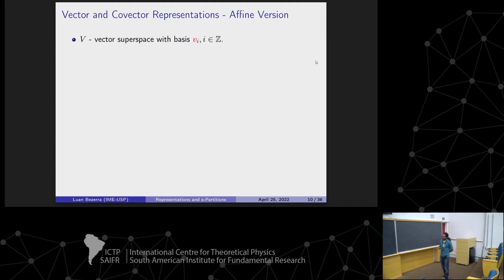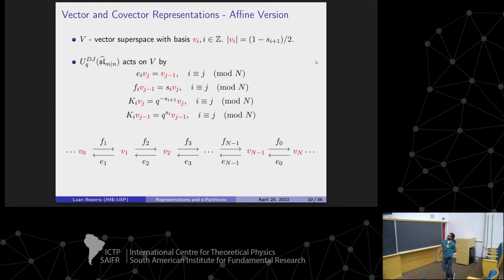And so I need two main ingredients. One is just the vector representation of the affine SL_s, which has a vector space basis v_i for i in Z. And the parity of the vectors is given by this. So if s_{i+1} is 1, the vector v_i is even. If it's minus 1, it's odd. And then the action in the Drinfeld realization in this superspace is given easily by this picture. So e_i acts on v_{i-1} up to congruence.